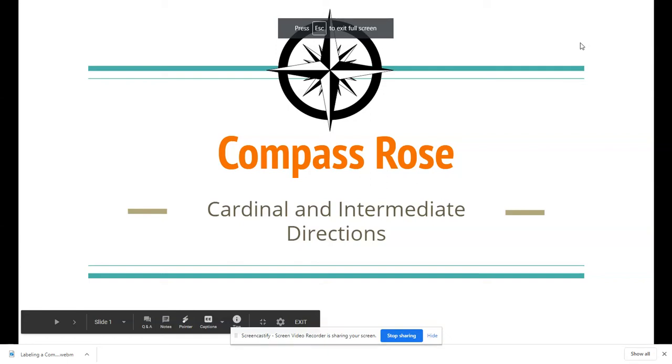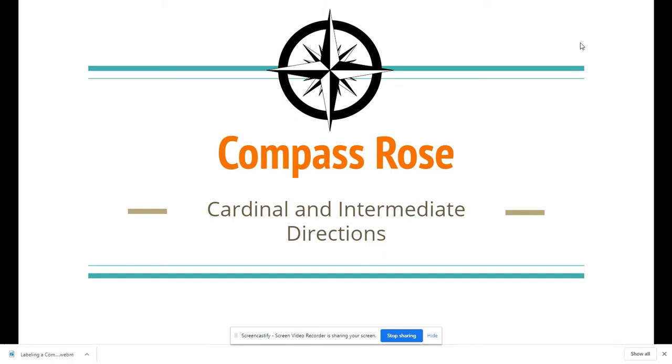Boys and girls, today we're going to talk about a compass rose. We're going to talk about how to label the cardinal and intermediate directions.